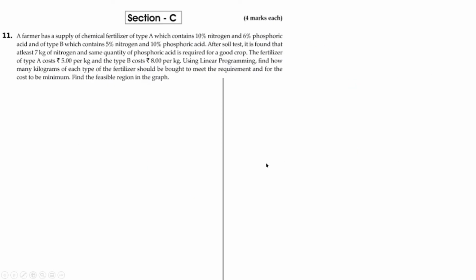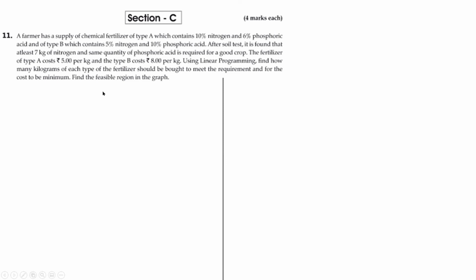Moving on to the next question. A farmer has a supply of chemical fertilizer of type A which contains 10% nitrogen and 6% phosphoric acid, and of type B which contains 5% nitrogen and 10% phosphoric acid. After soil test, it is found that at least 7 kg of nitrogen and the same kg of phosphoric acid is required for a good crop. The fertilizer of type A costs rupees 5 per kg and type B costs rupees 8 per kg. Using linear programming, find how many kilograms of each type of fertilizer should be bought to meet the requirement and for the cost to be minimum.